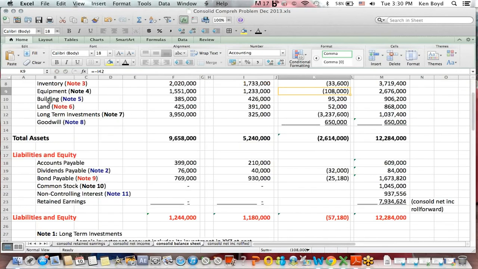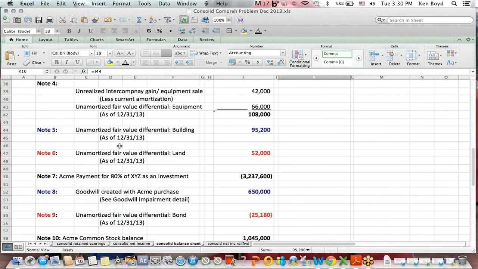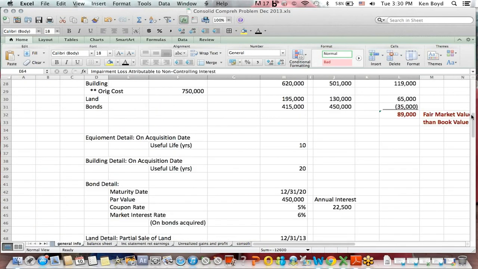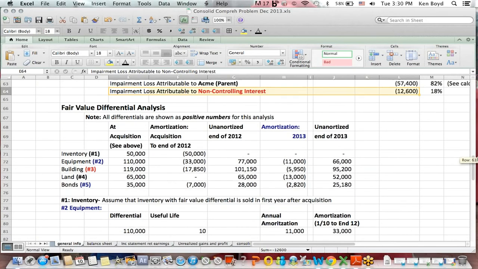One more on this video, which will be building note 5, $95,200. That's the fair market value differential for the building as of 12/31/2013, $95,200. And just as a reminder of where these numbers are coming from, if I go to that fair market differential detail, building, there's the 95,200. Equipment, there's the 66,000. So that's how that's running along.